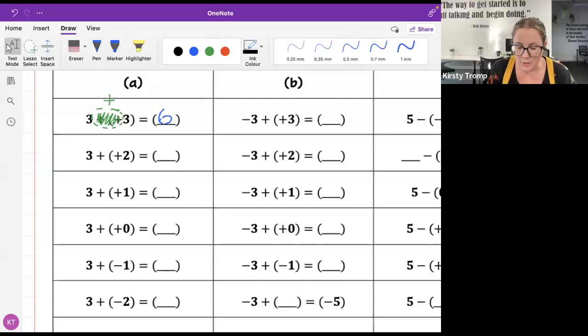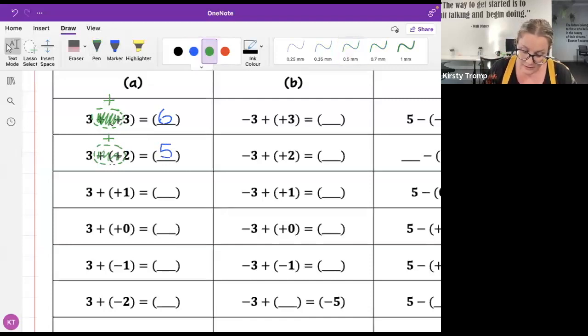All right, let's do another one. Again, I've got a positive and a positive right next to each other. So I'm going to draw my circle. What happens when I have a positive sign and a positive sign right next to each other? I'm going to cross them out, and I'm going to be left with one positive. So 3 plus 2 is going to give me 5.